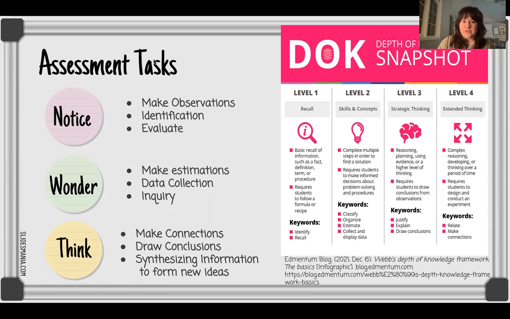So with the notice step, they are making observations. This is level 1, level 2 depth of knowledge, where they're identifying certain things that they can pick up, and they're evaluating what they see, and they're recording their observations. I'm going to skip down to think, but when you ask them to think, then they're drawing conclusions, and making connections, and working with the information of what they're noticing, synthesizing that and doing something with it. So that is more level 3, level 4 thinking.